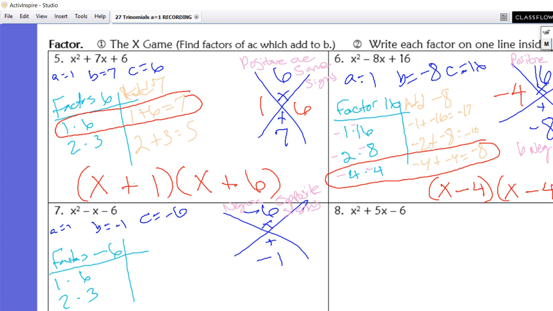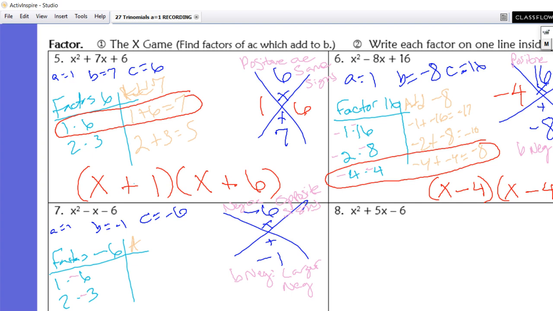Our B value was negative. So that means the larger is negative. So when I look at these ways to multiply to 6, whichever one of those digits is the larger value, that's the one that gets the negative. So the larger of those keeps the sign when we have a negative AC.